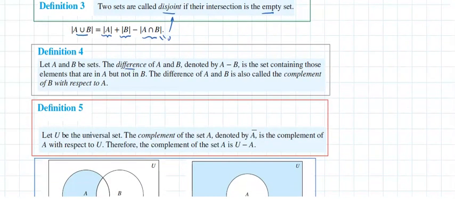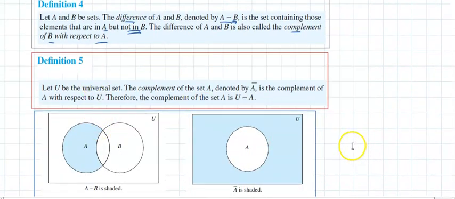Difference. Let A and B be sets. The difference of A and B, and the ordering is very important. If they say A minus B is the set containing those elements that are in A but not in B, you're taking B out. The difference of A and B is called the complement of B with respect to A.